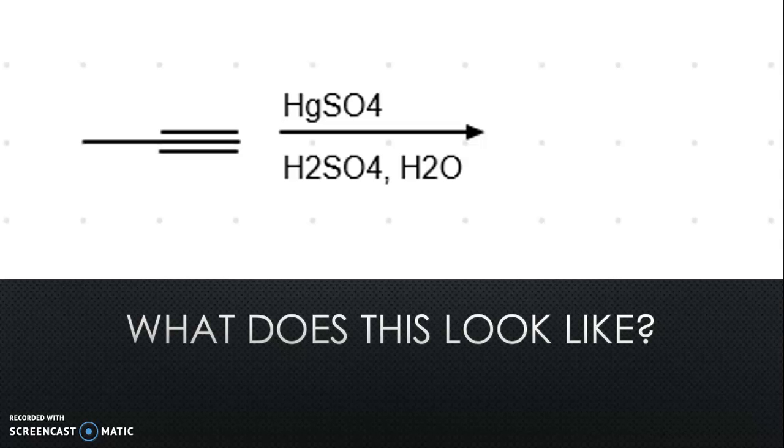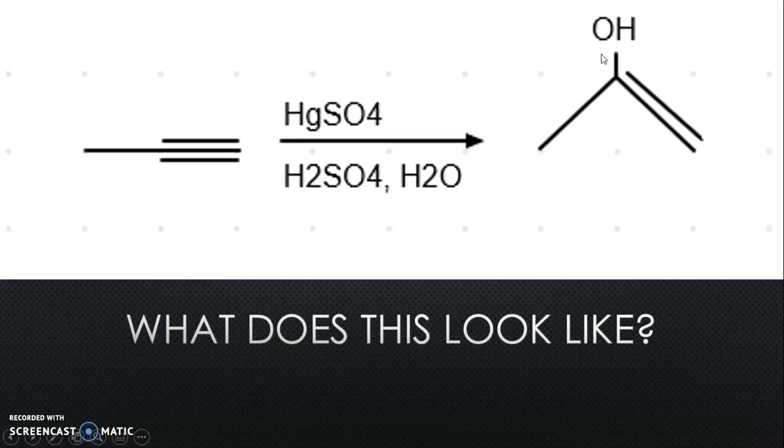So I have an example here. We have our alkyne, we have our HgSO4, H2SO4, and water, and it is going to produce a Markovnikov product. So when we rewrite it, it's not going to be linear because there's no longer that triple bond. This is an alkene. And we have our alcohol group on the more substituted carbon.